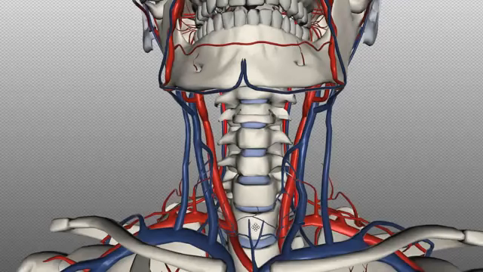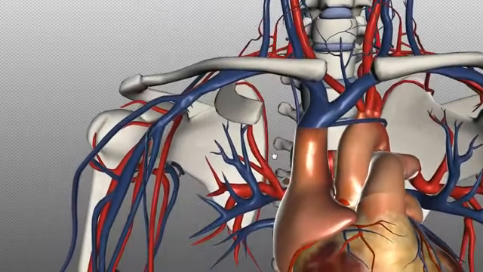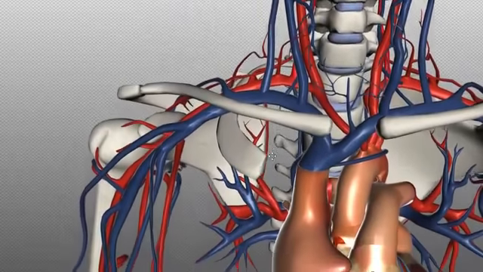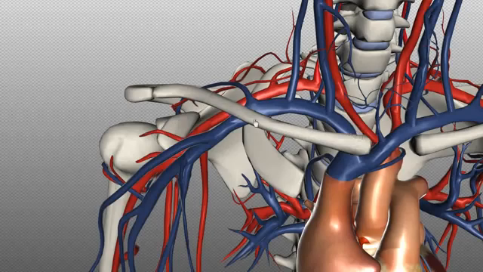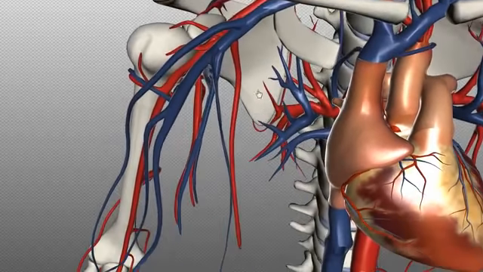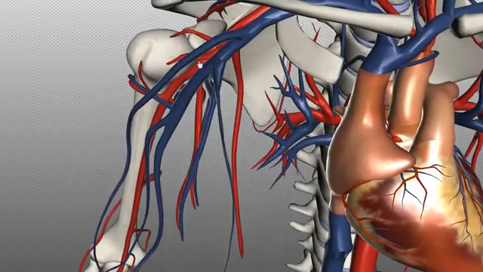I'm just going to follow this course of the subclavian artery, and I'll show you what that extends down to. The subclavian artery, you can see it running here underneath the clavicle, and that's why it's called the subclavian. Sub meaning under, and clavian referring to the clavicle, so it runs underneath the clavicle. The subclavian artery becomes the axillary artery at the level of the lateral margin of the first rib.